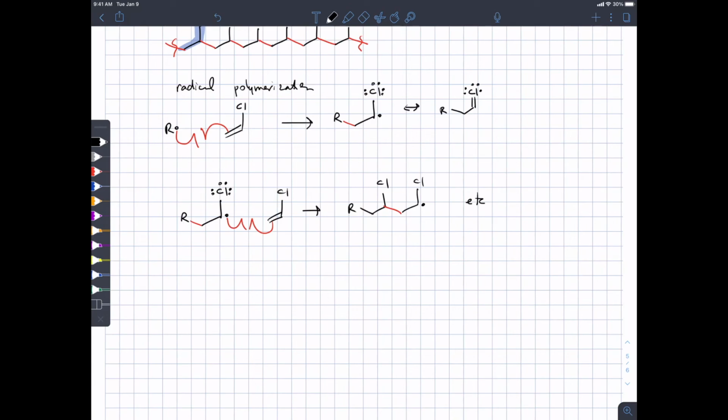And you do this again and again and again until you run out of vinyl chloride, or until the elongating chain of the polymer encounters another radical and does a termination step. And so you can control the length of the polyvinyl chloride polymer, and that to some extent can determine its properties. As polymers go, PVC is fairly rigid.